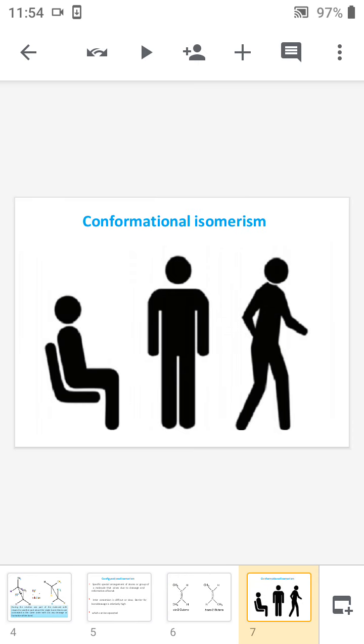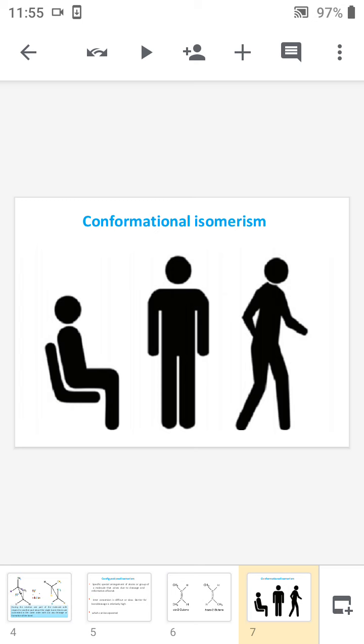Now we are moving into the real-life examples. So this is an example of conformational isomerism. See here, one man is sitting in a chair. We know that he cannot stay in that position for more than five hours. In between he will definitely stand up and walk for comfort. So these are some of his movements.